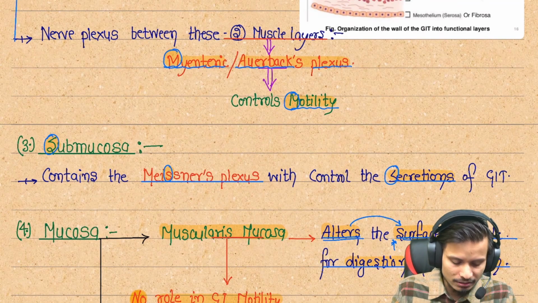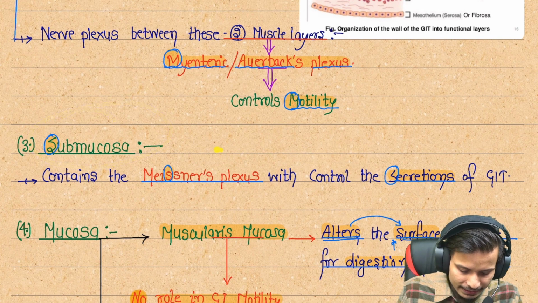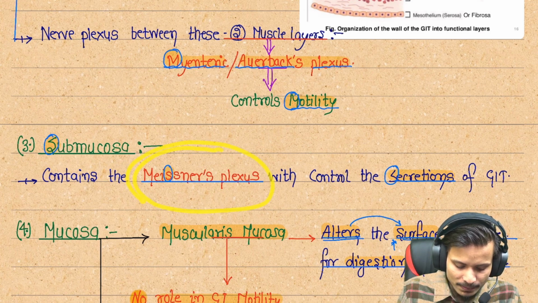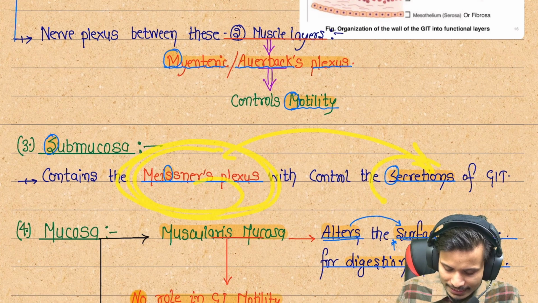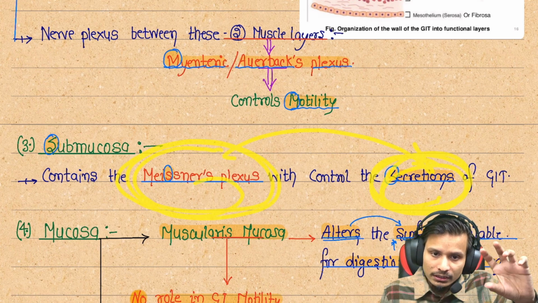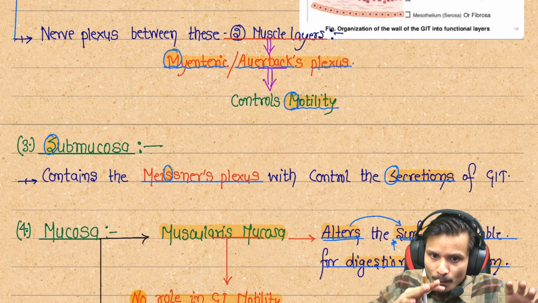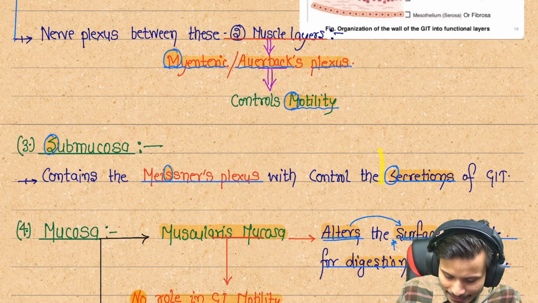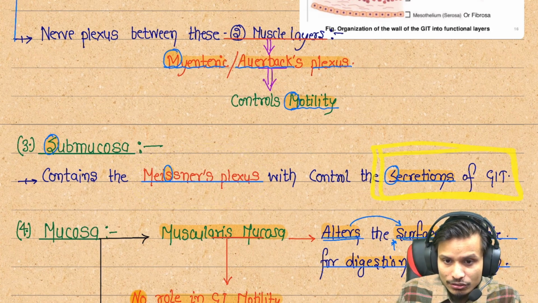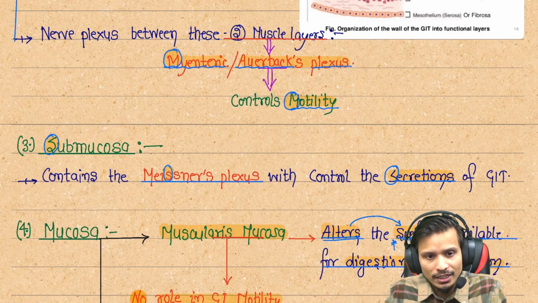Next we can see the third layer. What is the name of the third layer? The name is submucosa, and here a special type of plexus is present, that is Meissner's plexus. It is responsible mainly for secretion. The myenteric plexus and Auerbach plexus are related to motility, the movement of the GI tract, but Meissner's plexus is responsible for GI secretion. They are situated in the submucosa.